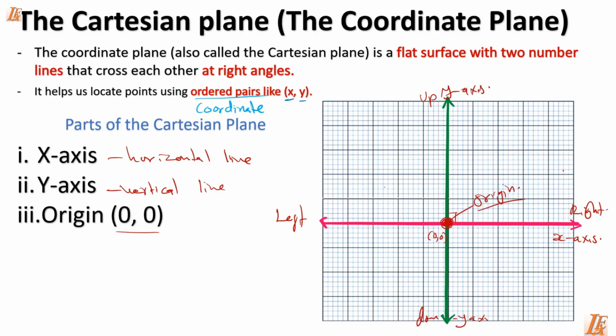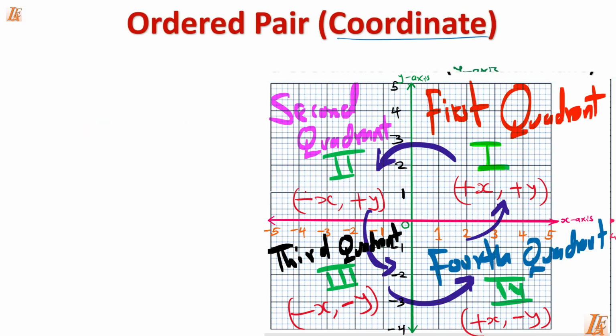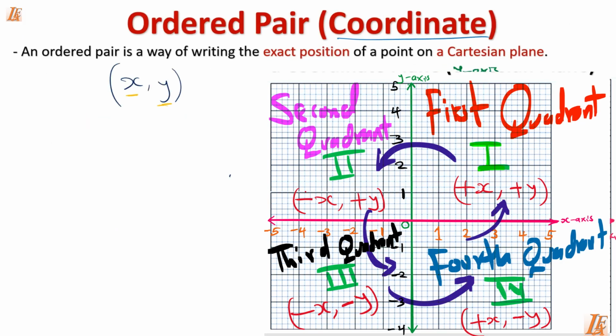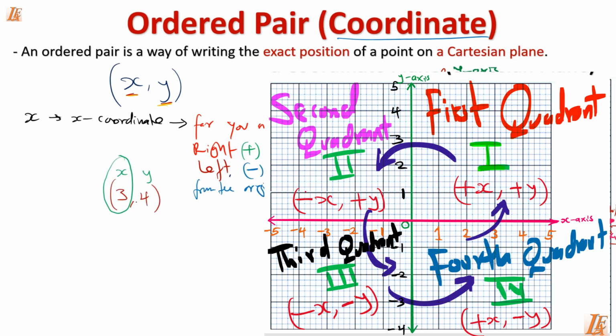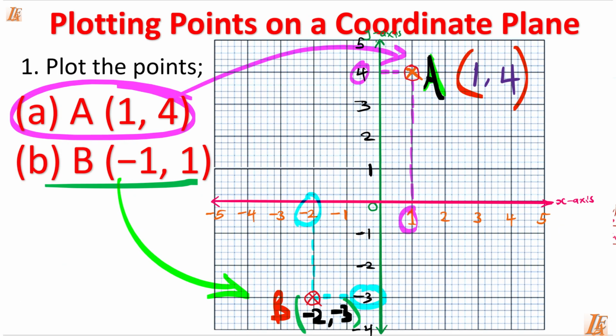A Cartesian plane is a grid made up of two number lines that meet at 0 and divide the plane into 4 parts called quadrants. So here we have 4 quadrants. The first one is called the first quadrant, which is in the upper right. The second one is the second quadrant on the upper left. Third is the third quadrant on the lower left, and then fourth is the fourth quadrant on the lower right, all counted in anti-clockwise direction.